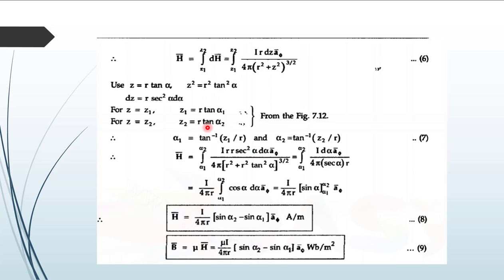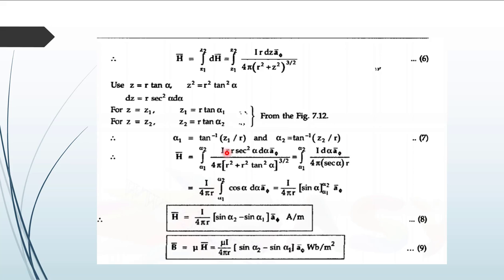So we'll use these parameters in equation number 6. So h bar is equal to the integral from alpha 1 to alpha 2 of I dl cross a_r over 4 pi r squared. For dz we got r sec square alpha d alpha, so we'll put it here, r sec square alpha d alpha. A phi as it is, 4 pi r square, and z square is replaced by r square tan square alpha raised to 3 by 2.